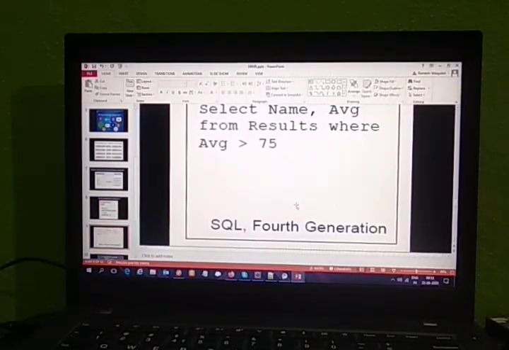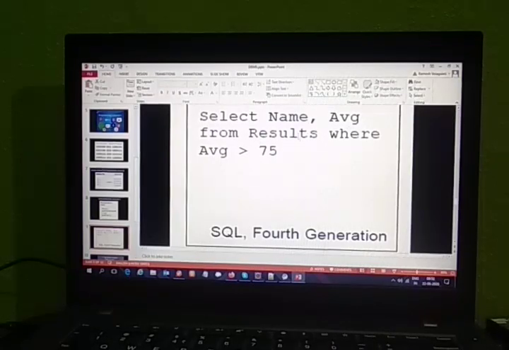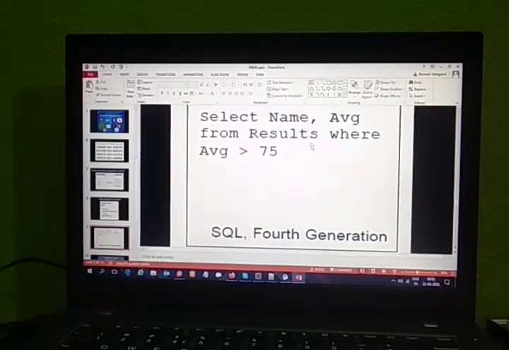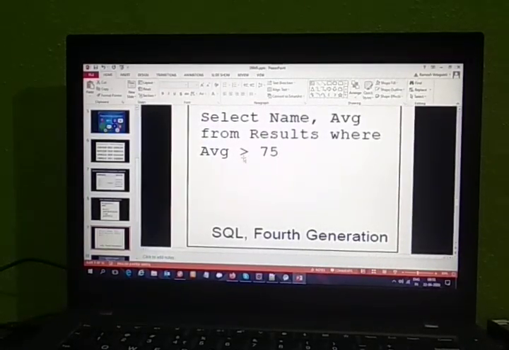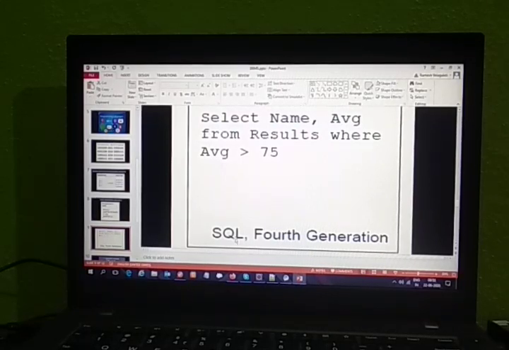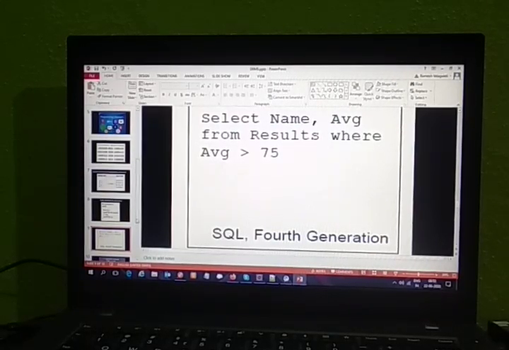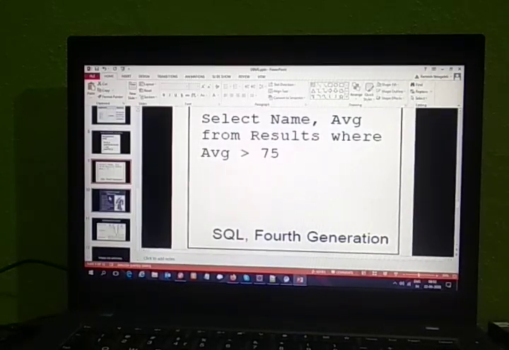Next, in the fourth generation you have to give queries. You need not write any program. Whatever output you want, you have to write that query. So SQL is the example for fourth generation languages.